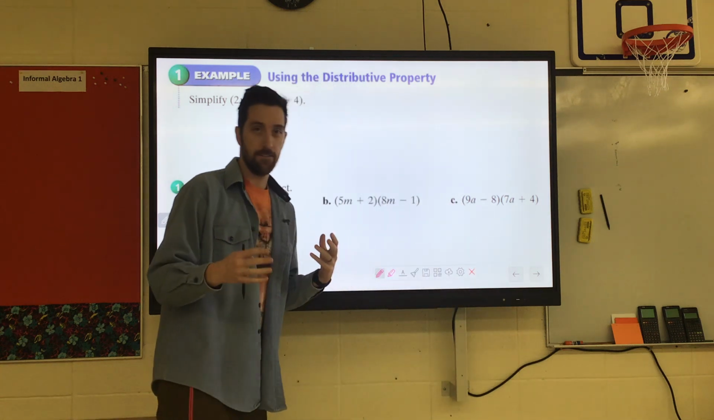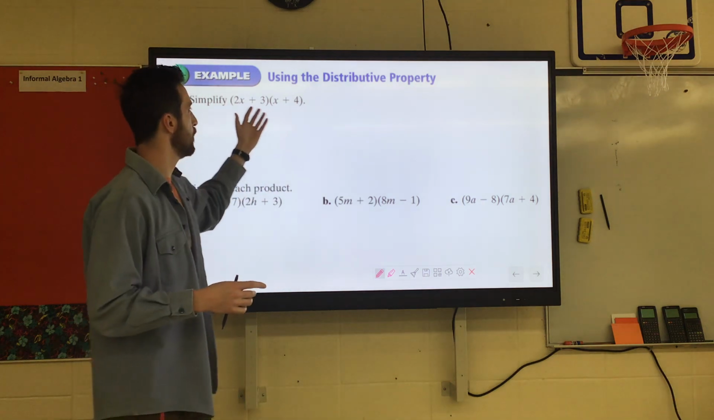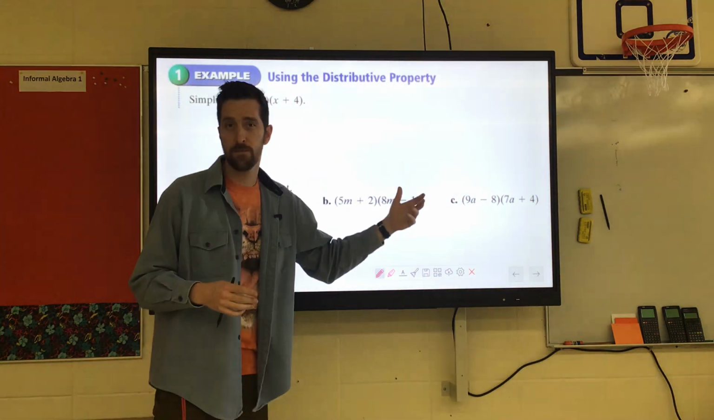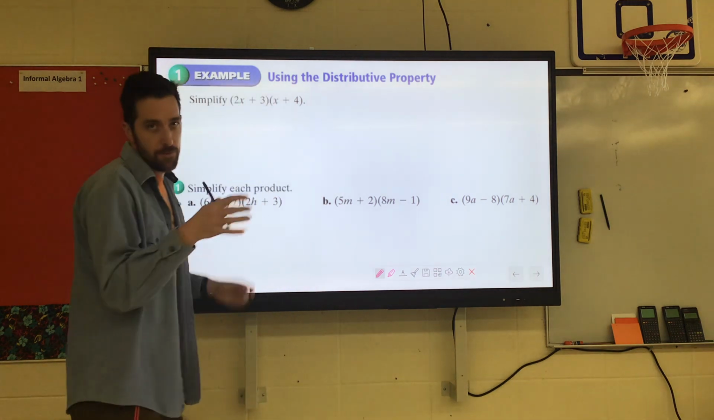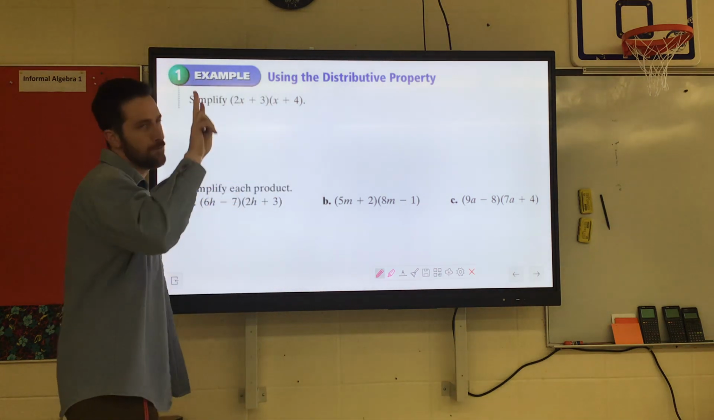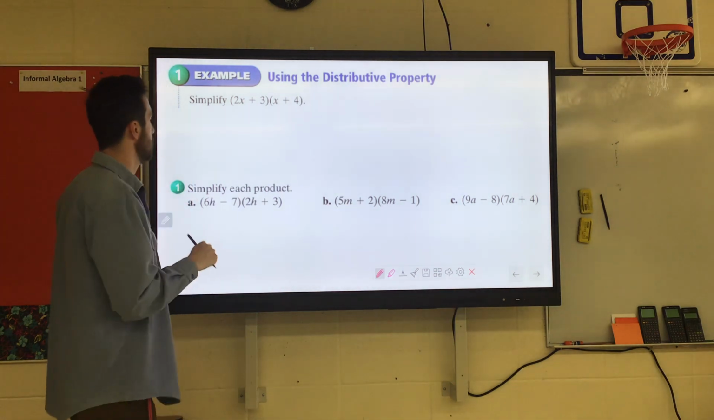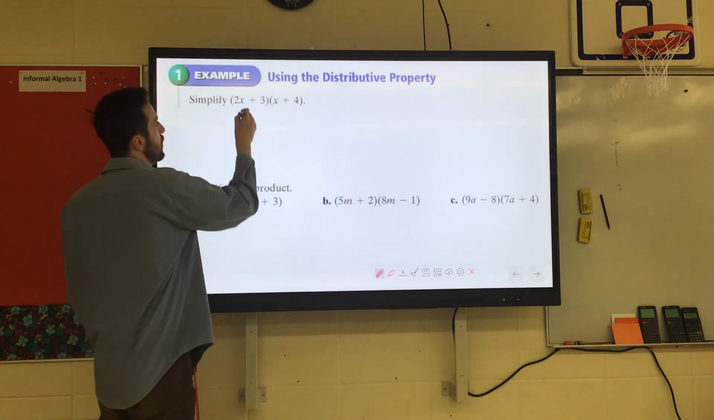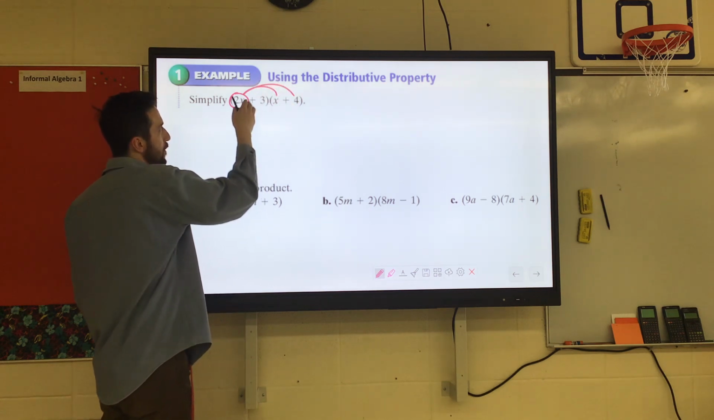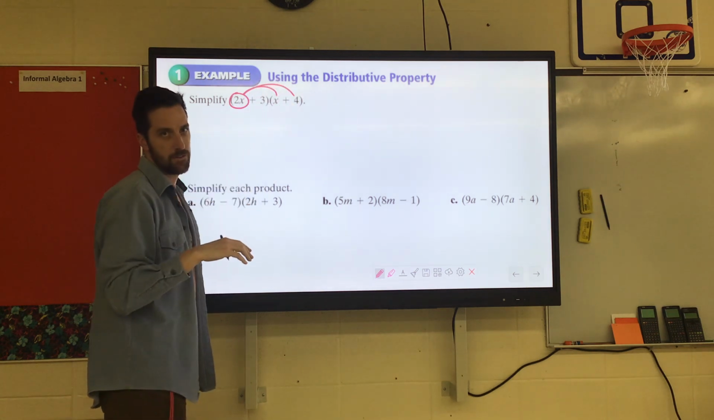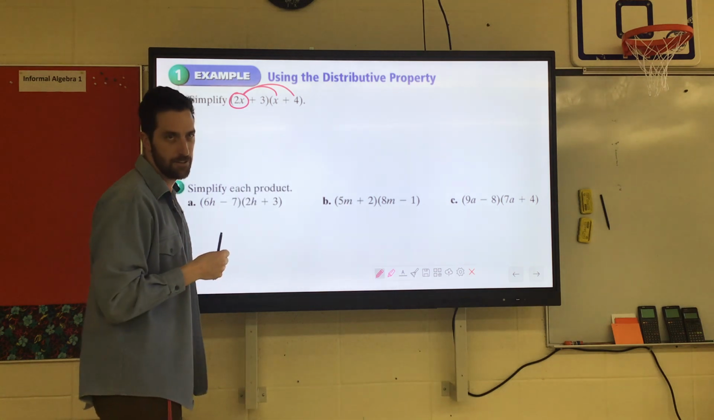So one way to think of it, if you look here, we're doing 2x plus 3 times x plus 4. It's kind of like distributing twice. So the first way they want us to use the distributive property. Let me show you what I mean there. Here we're going to multiply 2x times each of these terms, and then we're going to multiply 3 times both of those terms. Distribute each one to the other set of parentheses.